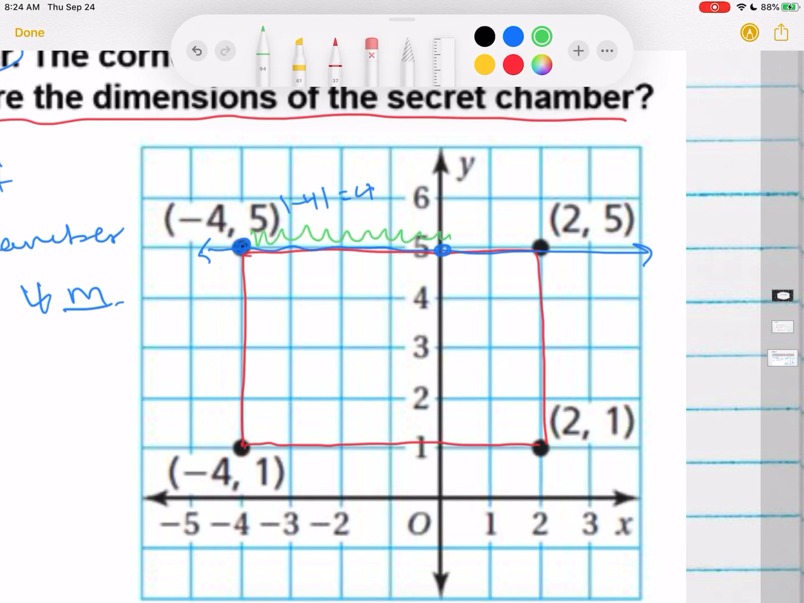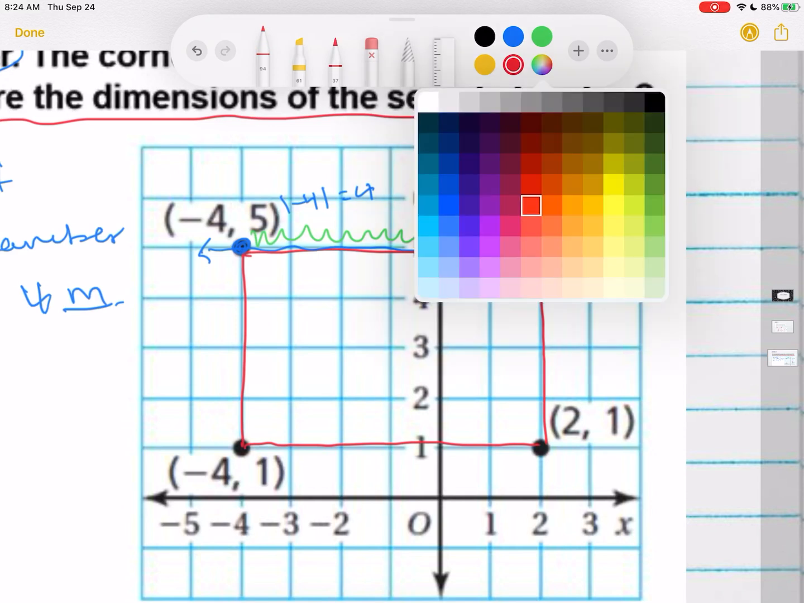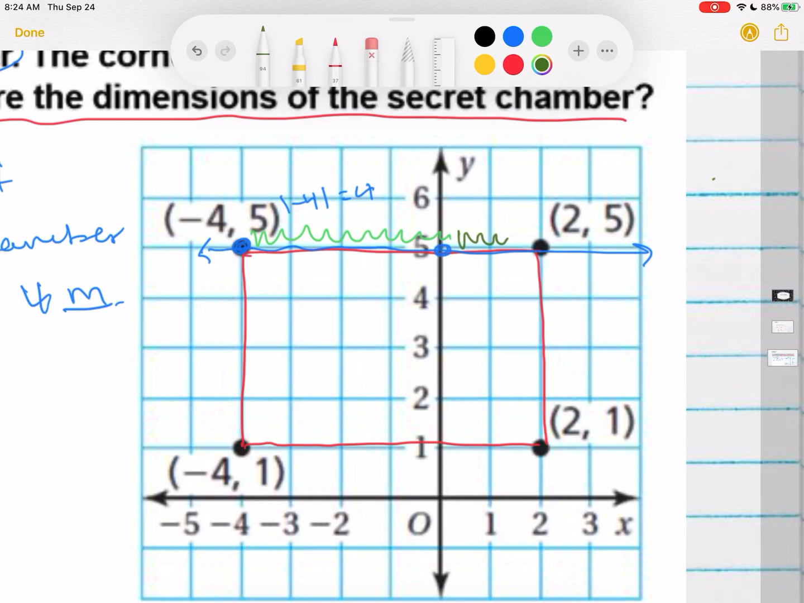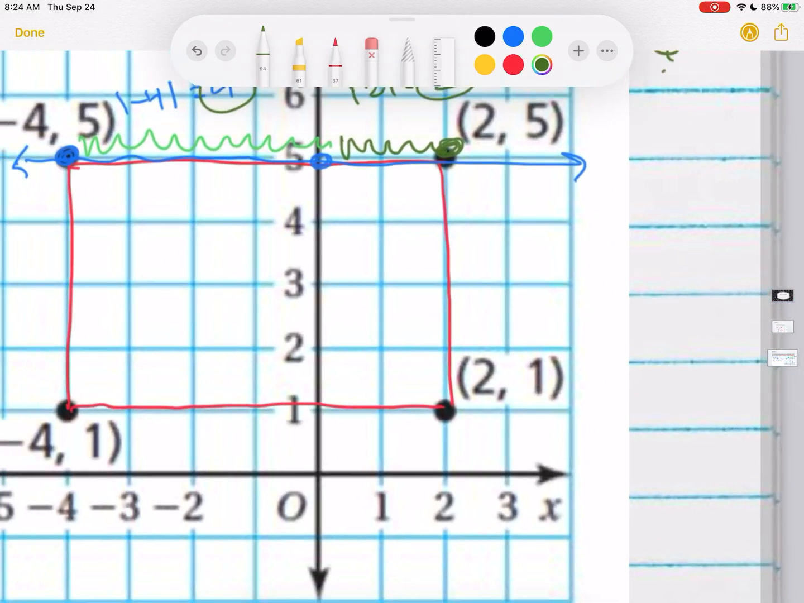And what about our second length? Let's see, I need some more colors. There we go, we'll do a dark green to kind of correspond with it. What about this length? Well, here is 2. So that would be the absolute value of 2 to find out that length, and that is 2 away from 0. So the total length would be 4 plus 2, which equals 6.